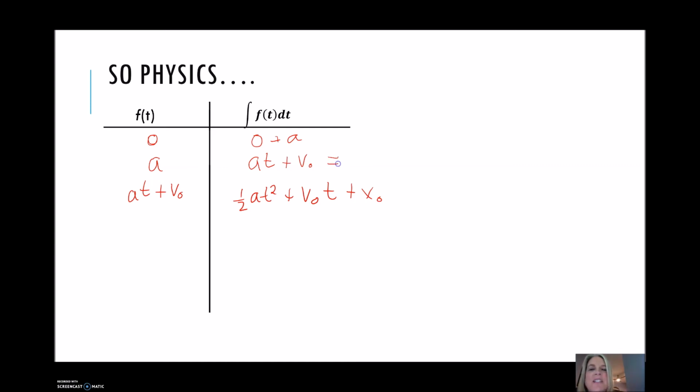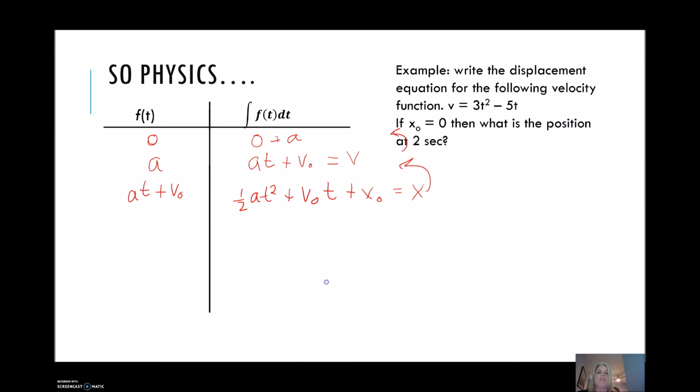The integral of acceleration with respect to time is velocity. The integral of velocity with respect to time is position. So we just went backwards. Before we started here, right? When we did our derivatives, we started here and we went this way. When we do integrals, we're just going the opposite way.